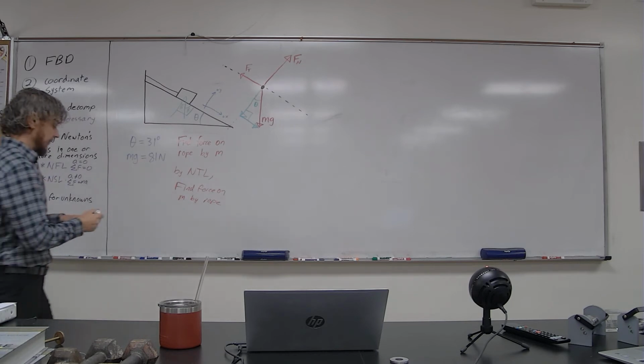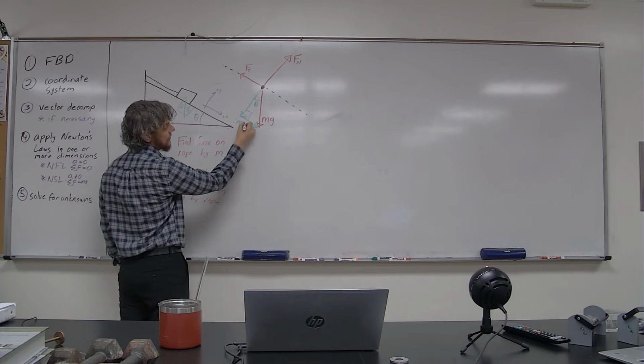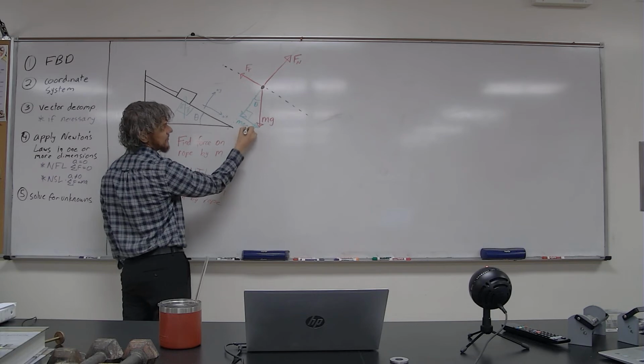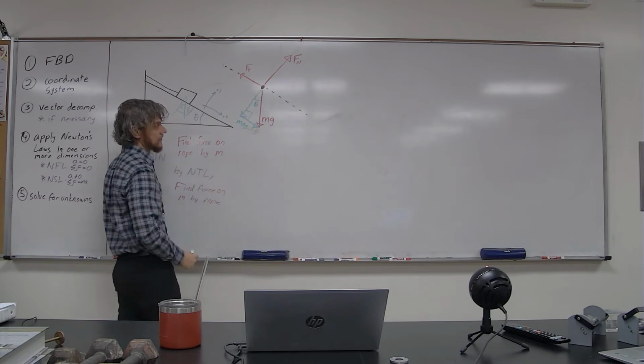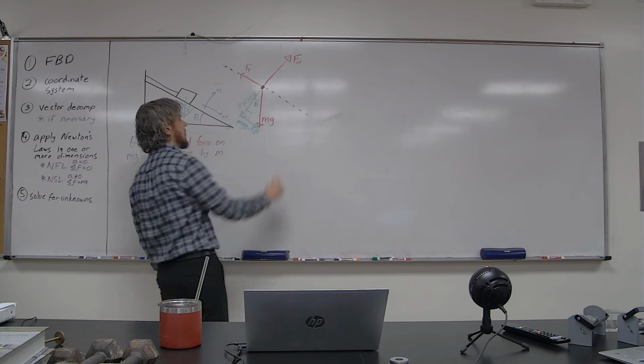All right. And when I decompose the vector now, this is the opposite component. So as we hopefully know now, it's the actual vector mg. It's the opposite component, so it's the sine component. This guy is the adjacent component, so it is the cosine component.